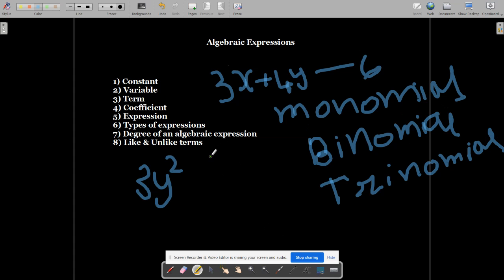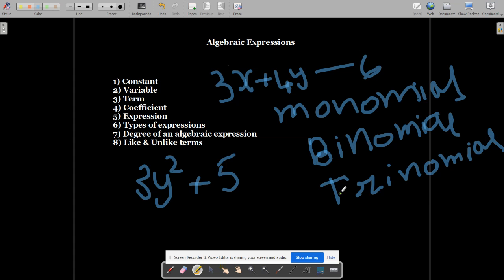Next is a binomial. What is a binomial? An expression consists of two terms. For example, 3y square plus 5. Here 3y square is a term and 5 is another term. So, this expression consists of two terms. An expression that consists of two terms is called a binomial.